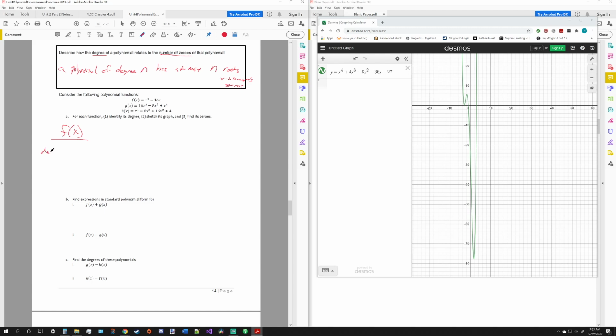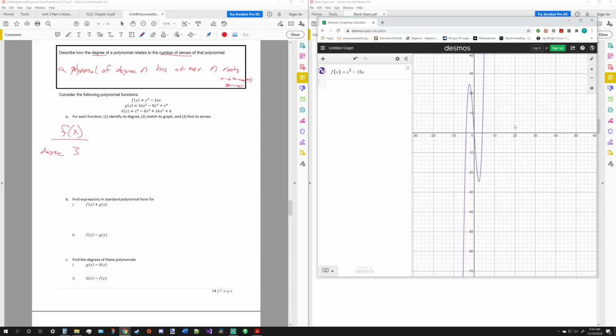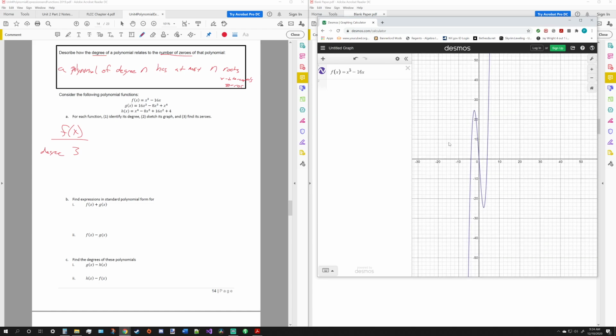So f of x is a degree 3. Sketch its graph. So let's see what that would look like. Oops. Okay, there's its graph.